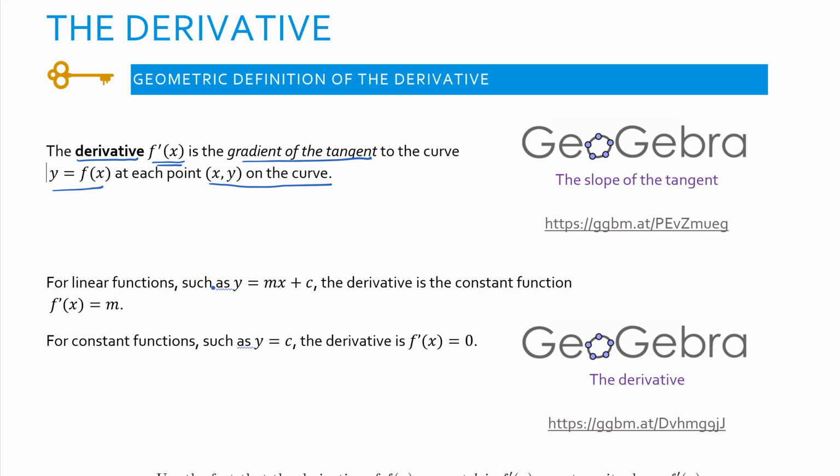Now, there are a couple of trivial cases. Let's have a look at the most trivial to start with. So for a constant function, such as y equals c, where we've got a horizontal line, the derivative is the slope of that horizontal line, which we know is 0. If we have a linear function given by y equals mx plus c, then we know that the slope of that is m. So that's also the derivative. When we get to more complicated curves, then we need a different procedure for working out the slope. But let's just have a look at a GeoGebra of these.